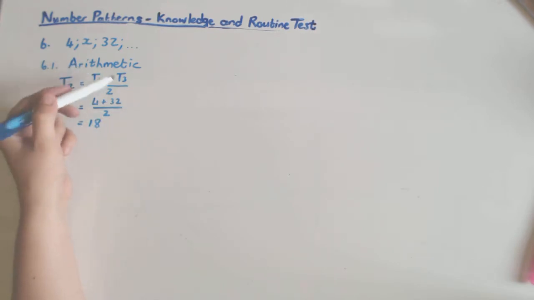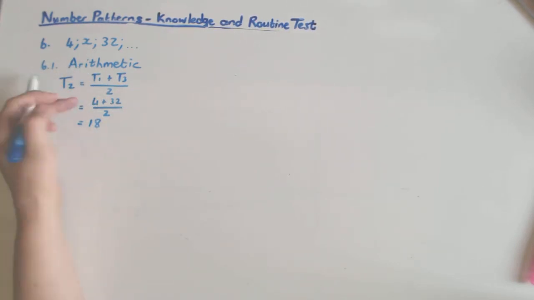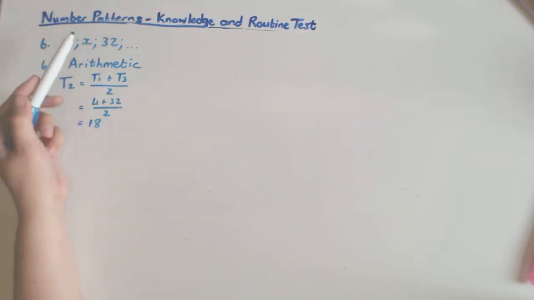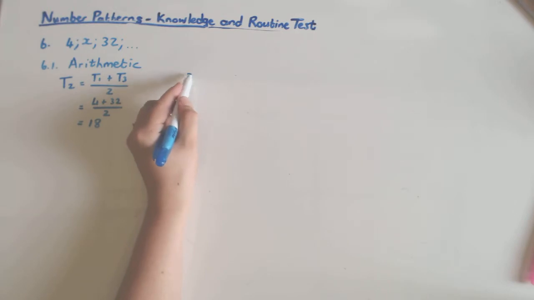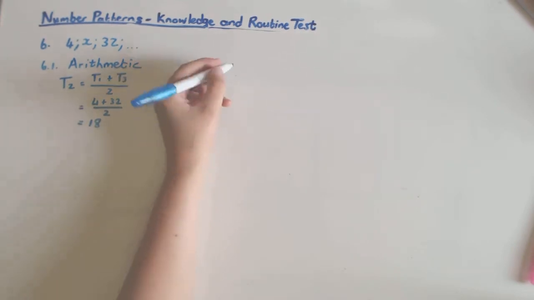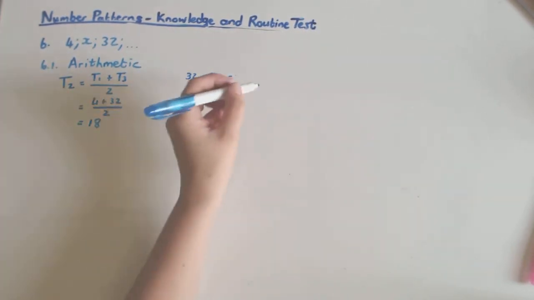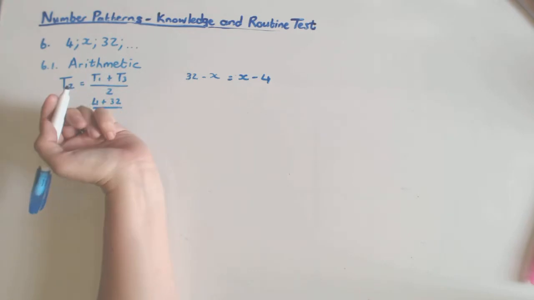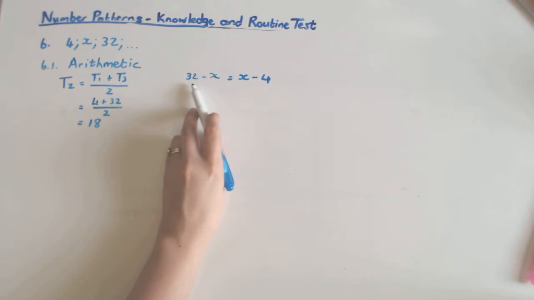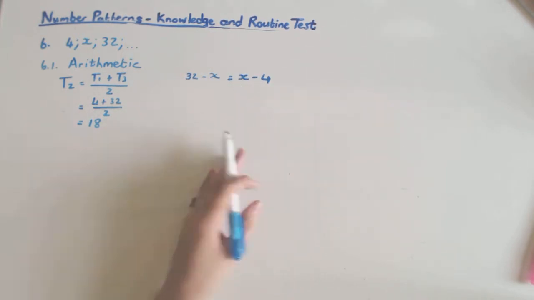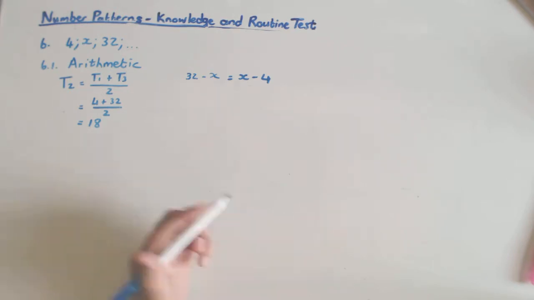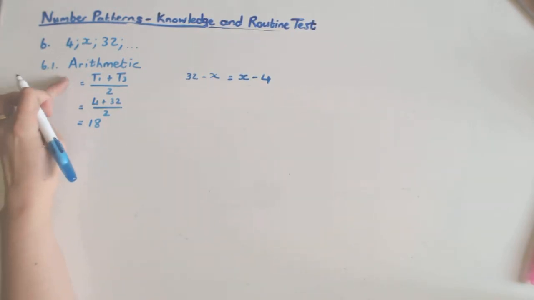Okay, but if you didn't know this formula, or if you forgot about this formula, something else you can do: if this is an arithmetic pattern, the constant difference will be the same. So 32 minus x will be the same as x minus 4, because it's an arithmetic pattern, and then you can just go and work out x by solving this equation and you should get 18. Alright, so term 2 is actually x.